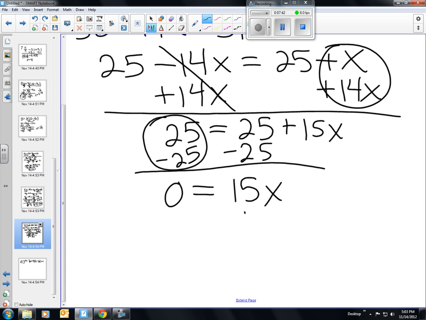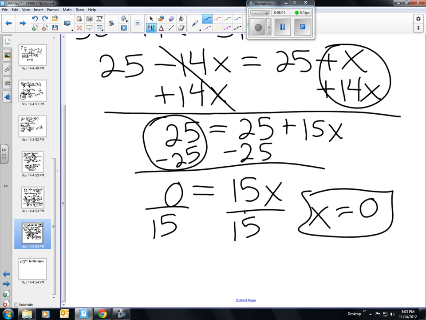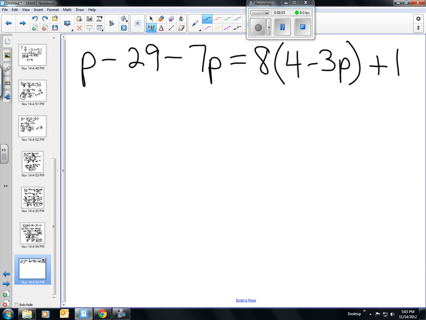Here, I still need to divide by 15. There's still a systematic approach we can use, but common sense tells us, hey, 15 times some number equals 0. Well, geez, that number has to equal 0. But to show it systematically, you would still divide by 15, and then x is equal to 0 in this case. And the last example we can look at is here we would want to multiply again.